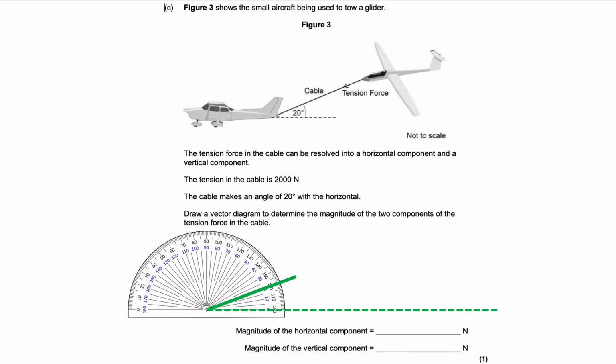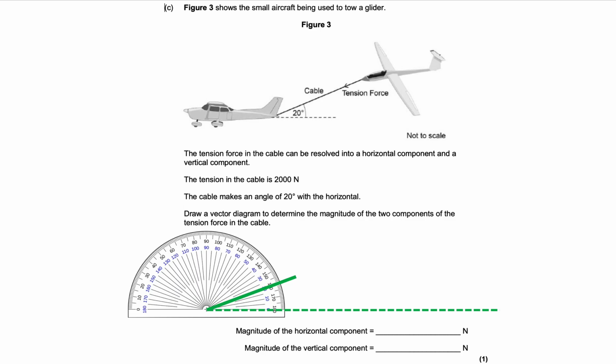The tension force in the cable can be resolved into a horizontal component and a vertical component. So that means we consider this tension force is kind of dragging it a bit down and a bit to the left, and we want to separate it out into the bit that's acting to the left, which is horizontal, and the bit that's acting down, which is vertical. The tension in the cable is 2,000 newtons, so that's the overall effect, or resultant, of pulling it down and pulling it to the left.